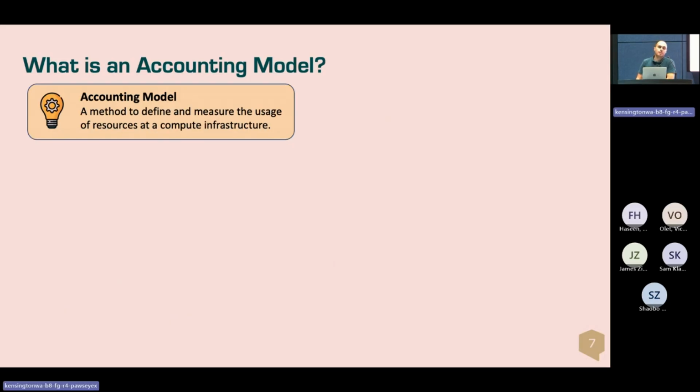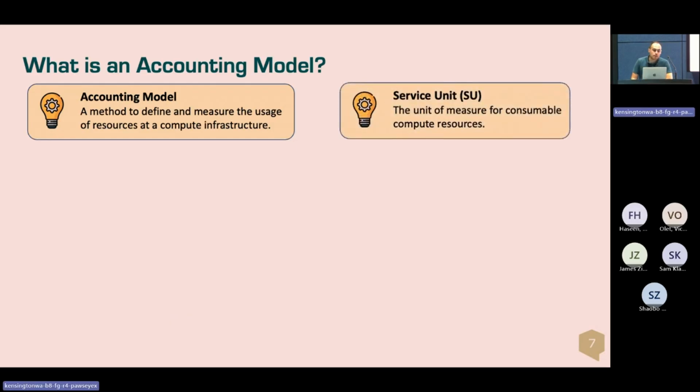An accounting model is a mathematical model that defines and measures the usage of resources of a compute infrastructure. The unit of measure we use is the service unit. The definition of the accounting model and the service unit are quite tied together. Once you define what you want to measure and define as consumable, then you have the service unit indicating a unit of such resource.